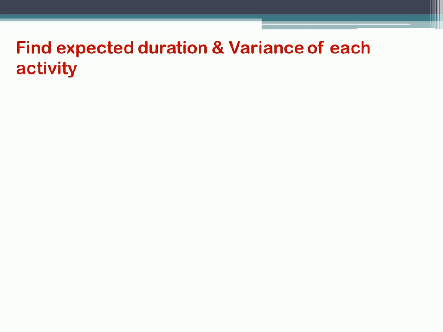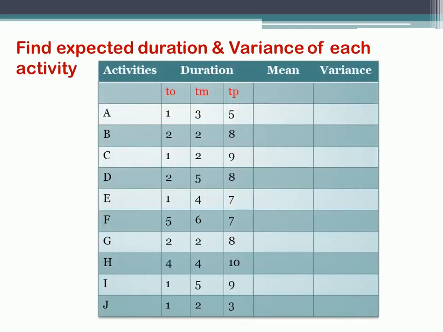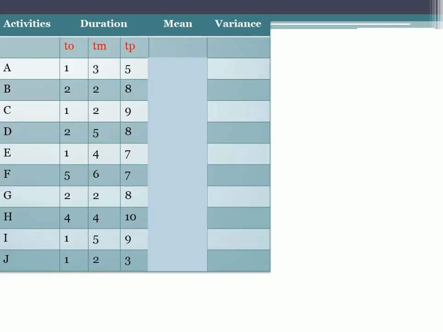Let's have a look at a table first. This is the table with activity, duration, mean and variance, because we have to find the mean and variance of each activity. I have skipped the predecessor part here because we don't need it now. We already completed that part in constructing the network diagram. Here we now have to calculate the mean and variance of each activity. Let's first find the mean of the activity, and here is the table.